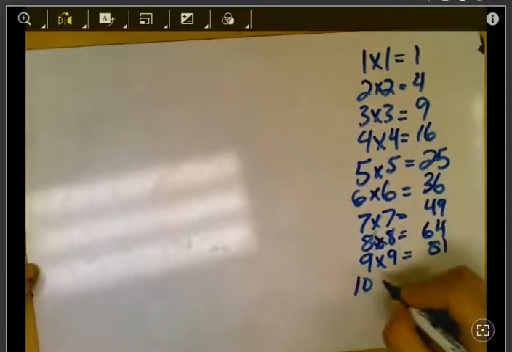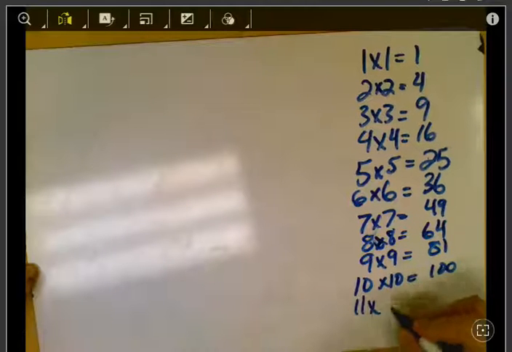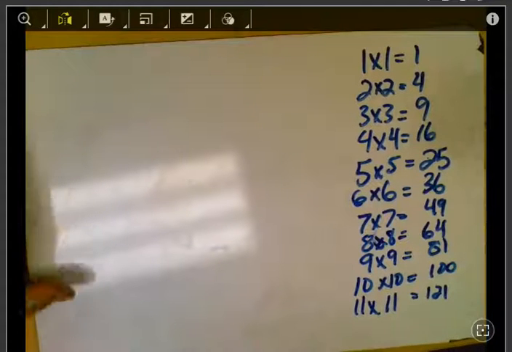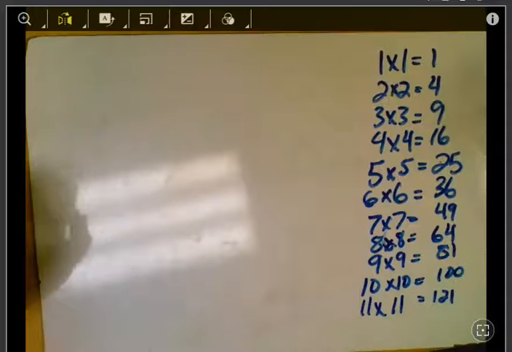And then we'll cap it off with, actually, no, we'll do one more after that. 100. And then 11 times 11 is 121. So these are our perfect squares. These are the numbers we can use to help us determine the square roots of numbers.